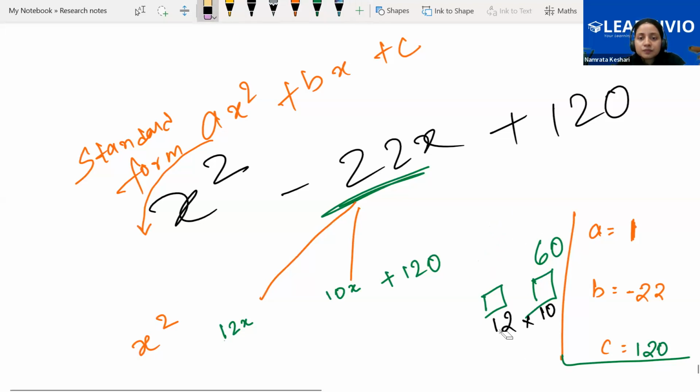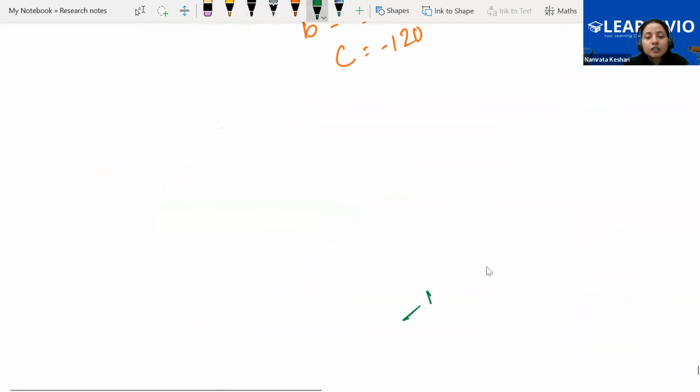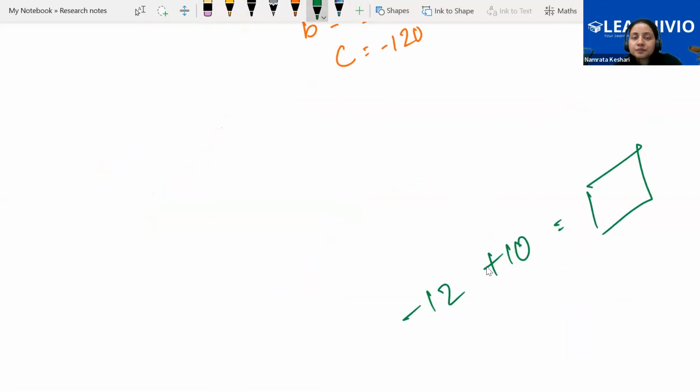Ma'am, we should take minus 12 and plus 10. Let's check it. Minus 12 plus 10. Can you tell me what will be the result? Minus 22. Is it minus 22? Yes, anyone, can you tell me minus 12 and plus 10 will be what? Integer chapter concept we have to apply here. Minus 2.